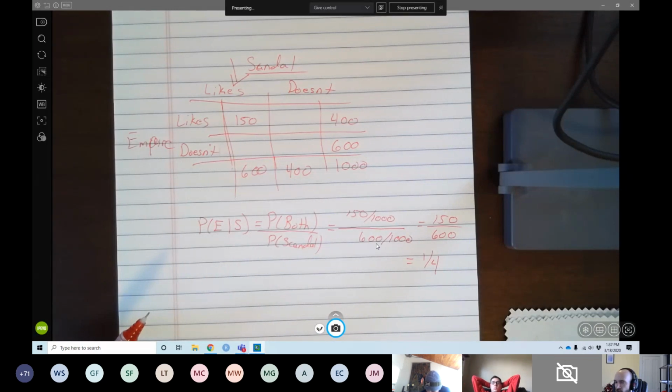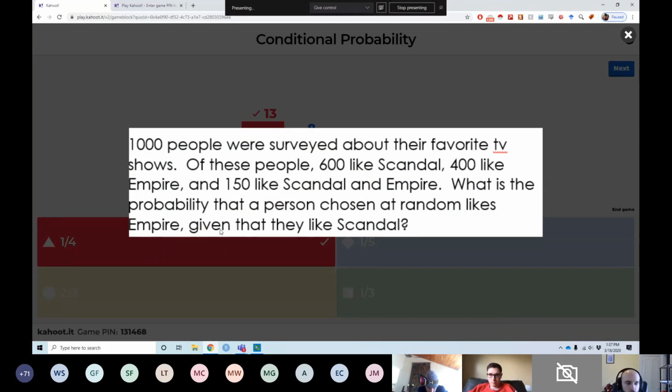So any questions about this one? Going back to it real quick, if you see the word given or the word of, usually that's going to indicate that we're looking at a conditional probability. It's given to us that they already like Scandal, so that means it's not random anymore. So you can treat that as your conditional probability. I just want to know, if we already know they like Scandal, what's the probability that they also like Empire as well? So it'll be the 150 who like Scandal and Empire over the total 600 people who like Scandal.